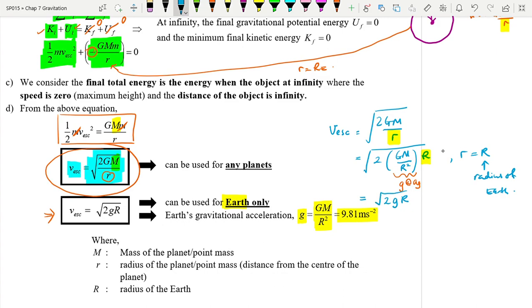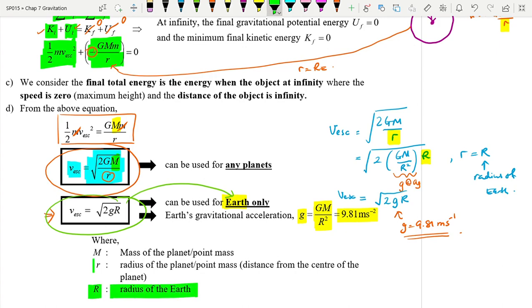Okay, so kita akan dapat formula baru untuk V escape yang mana G ini adalah 9.81 ms-1, which represent the gravitational field strength at the surface of the Earth. So ini special case, untuk Earth sahaja. Okay, kalaulah ada objek yang nak escape from the Earth, kita just gunakan formula 2G R, where R is the radius of the Earth. Ada saya highlightkan tentang R adalah radius of the Earth.